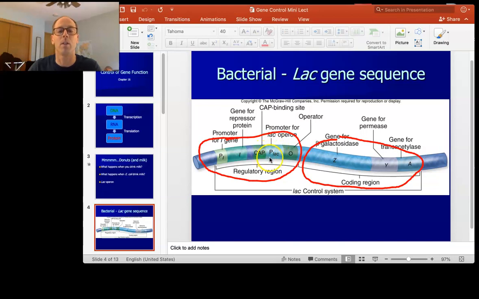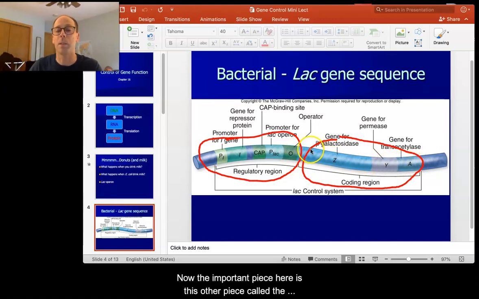This is where the RNA polymerase is going to bind to the DNA molecule. So I'm going to stick RNA polymerase right here on this promoter, and when I do that, if nothing's in the way, I'm going to turn these genes into messenger RNA.